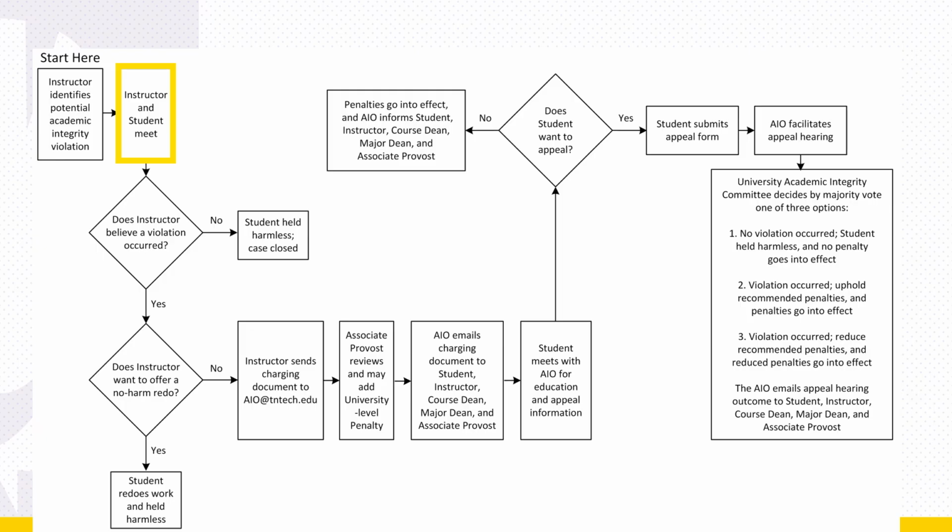Ideally, you will meet with them, but emails back and forth can work too. If you are with the student at the time of the suspected violation, like during a test, you can talk to them immediately. In the meeting, you will explain what you think the violation was and ask them to explain the situation. Try not to be angry or accusatory and encourage students to ask questions.